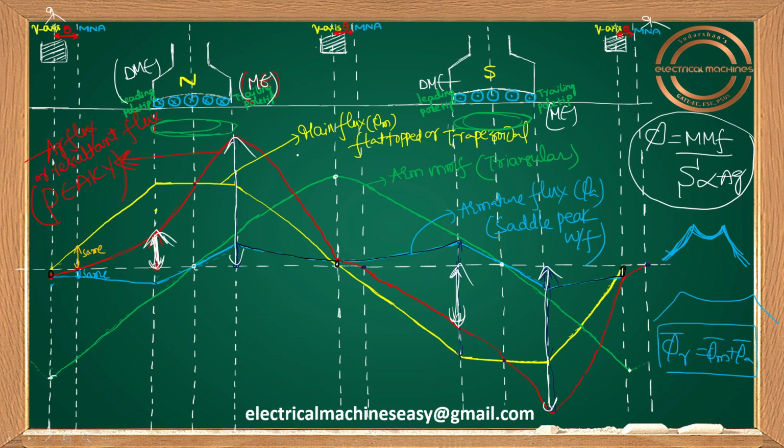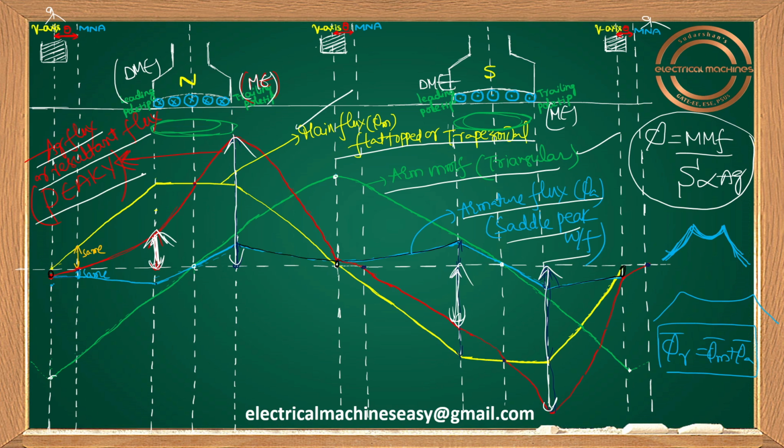So guys, the same things whatever we explained, I'm just once again explaining by using waveforms only. You try to remember only one thing in this entire discussion. In the GATE examination, they won't ask you to draw waveforms. Please try to remember the shape of your flux waveforms. What is the shape of main flux? Your answer is flat top or trapezoidal. What is the shape of armature mmf? Your answer is triangular. What is the shape of armature flux? Your answer is saddle peak waveform. What is the shape of air gap flux, or I can say residual flux? Your answer is peaky waveform. That's it.